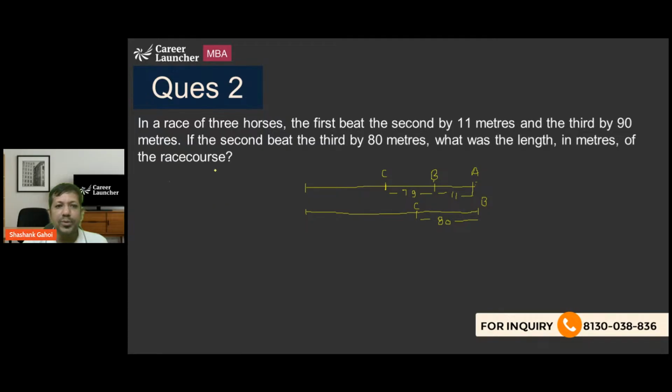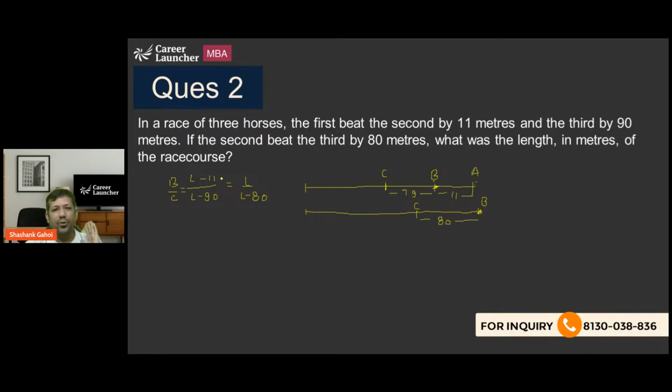I can assume the length of the race course is L. So the ratio of speed: when B is at this point, B is going to cover a distance of L minus 11, and C is going to cover a distance of L minus 90. So the ratio of speed of B and C is going to be this. Now when B reaches here, B covers a distance of L, and C covers a distance of L minus 80. We can just equate both the values, cross multiply, and get the value of L.